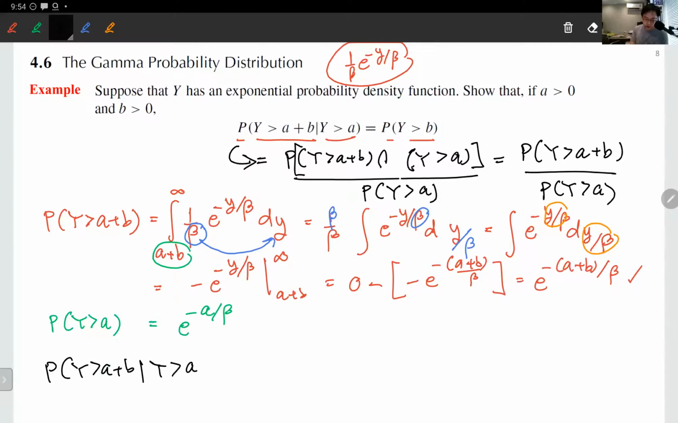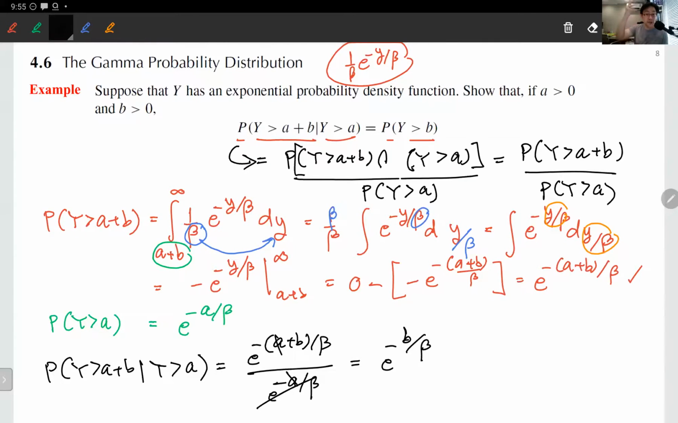let me rewrite this one again. It's just going to be the ratio of these two, e to the negative a plus b over beta divided by e to the negative a over beta. And as you can see, that a will cancel with this. I mean, cancel means all this will disappear. You will be left with just e to the negative b over beta. And if you think backward, what you're getting over here is just this, is just that. So that means this is going to be the same as the probability when y is greater than b. Nice. So you already shown this relationship right there.